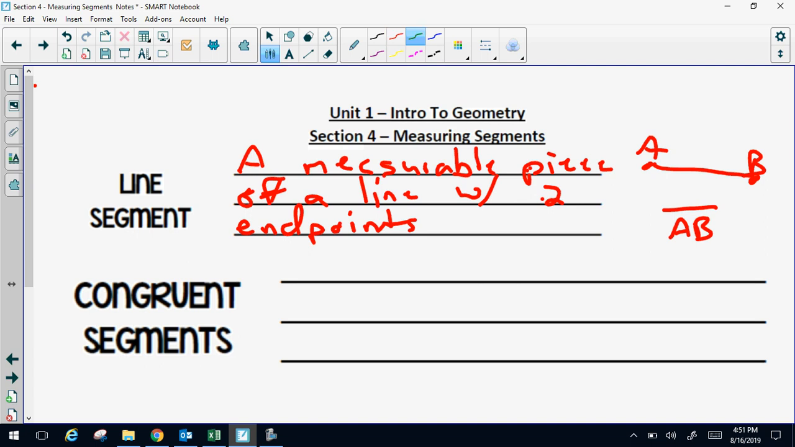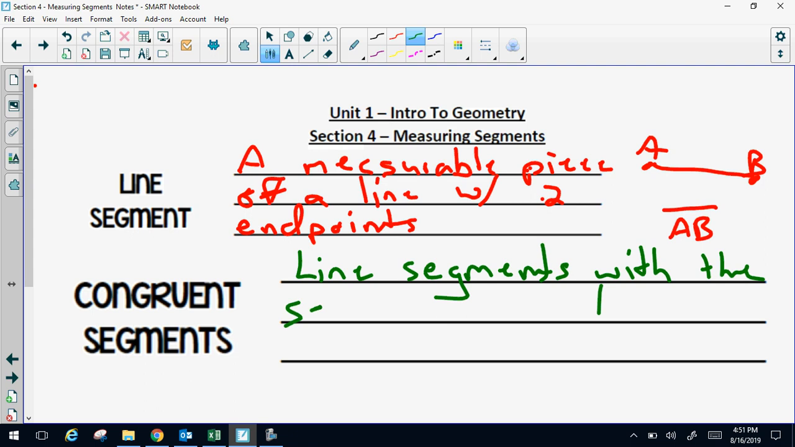Congruent segments are line segments with the same length. So, line segments with the same length. On the congruency marking, when I say two line segments are congruent, AB and CD, it is the equal sign with the little squiggle above it. That means congruency.